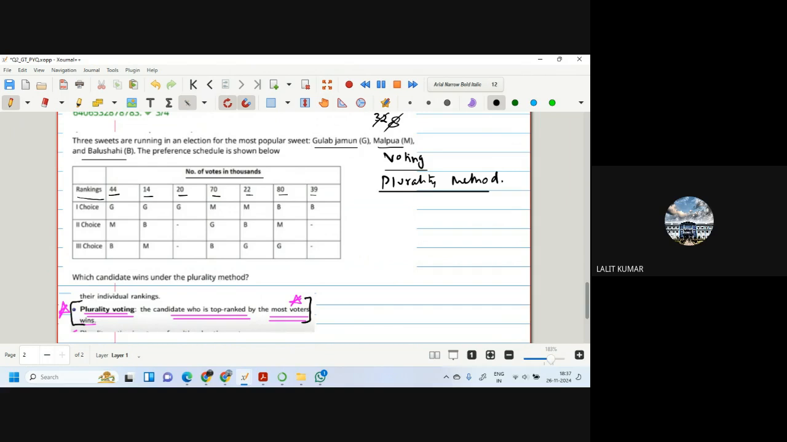So see, 44 people want GMB. So for plurality, the candidate who has the top rank: G will become 44 plus 14 plus 20, which is 78. M is 92, and B is 119. Right, so B will be there.